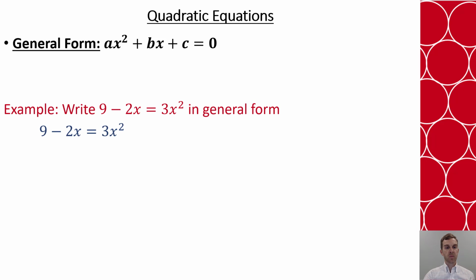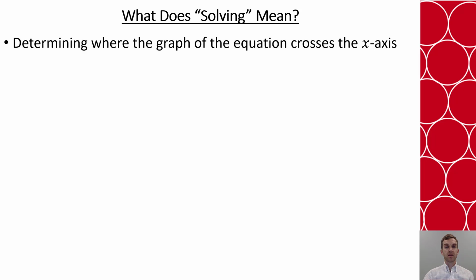So first thing I would do, since I wanted to go x squared and then x, I would add 2x to both sides. This will leave me with 9 equals 3x squared plus 2x. Then I subtract the 9 from both sides, so that in general form, this is 0 equals 3x squared plus 2x minus 9.